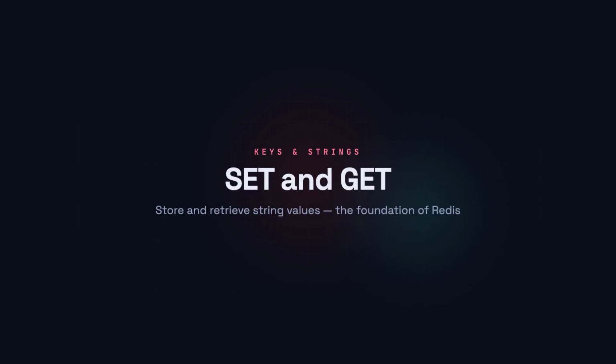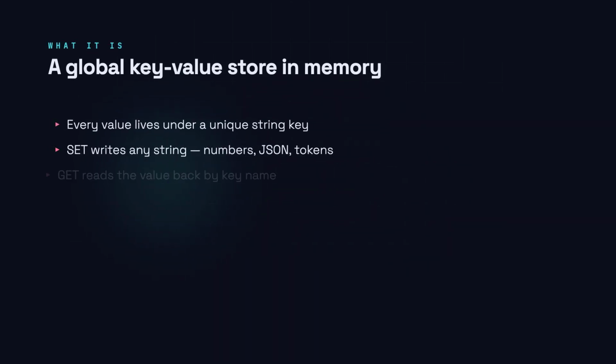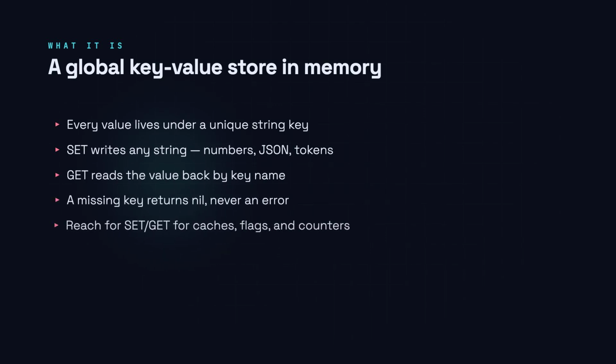Let's start at the very beginning. Set and get, the two commands you will use more than any others in Redis. Redis is essentially a giant hash map living in memory. You store a value under a key with set and retrieve it with get. If the key does not exist, get quietly returns nil.